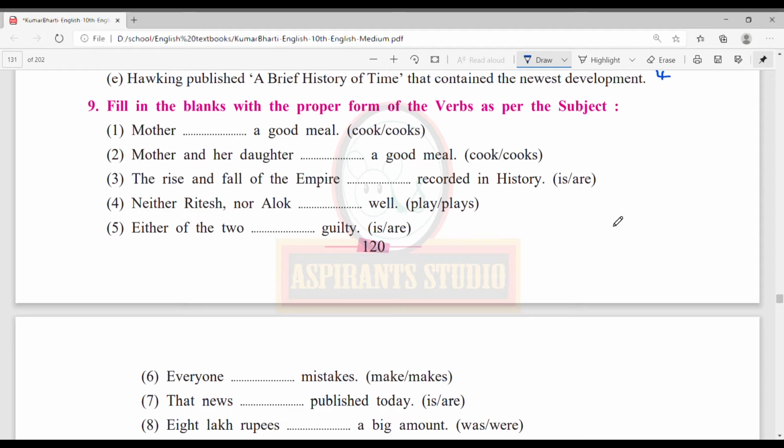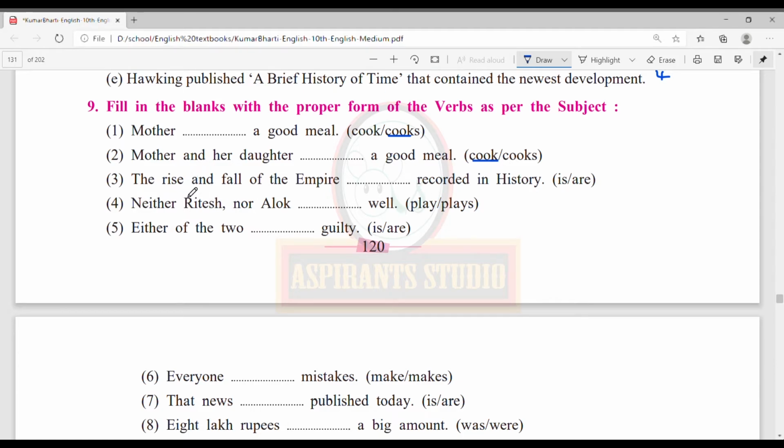9. Fill in the blanks with the proper form of the verbs as per the subject. Mother dash a good meal. Cook, cooks. Cooks will be the answer. Mother and her daughter dash a good meal. Cook, cook will be the answer because two people are there.